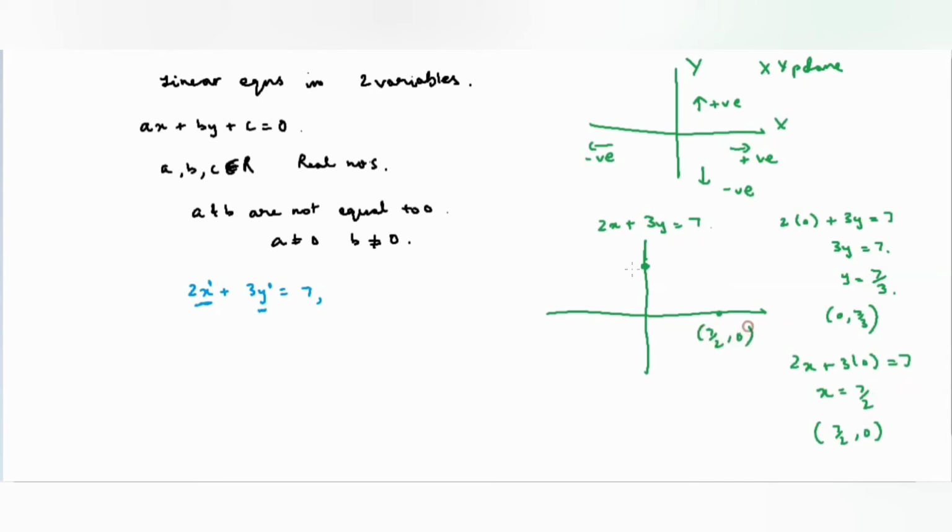Let us name these points. Now that we have 2 points, make a line which joins these 2 points. Now this will be the graph of this linear equation. It will stretch infinitely on both sides. So what we can conclude from this is the graph of a linear equation is a straight line.